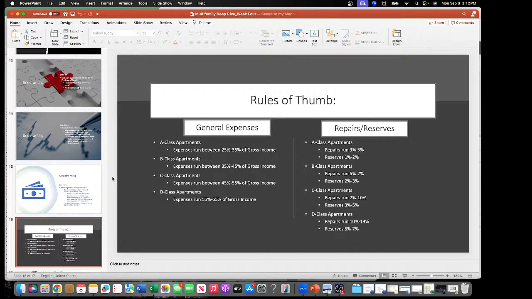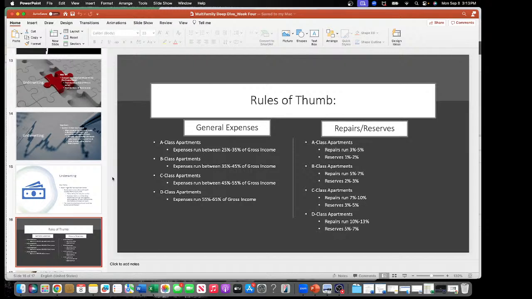Highly recommend you just take a screenshot of this here. These are going to save you a lot of money here. But generally speaking, your expenses, these are rules of thumb. Your A-class apartments are going to run between 25 and 35% of gross income. So for example, if you're making $1 million per year of gross revenue in an A-class apartment, you're going to have about $250,000 to $350,000 of expenses to that gross income. That's what that means as well here.